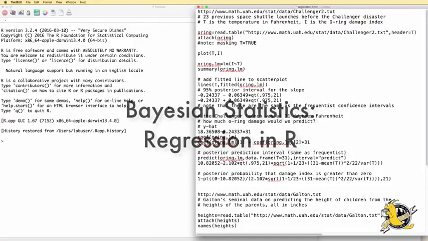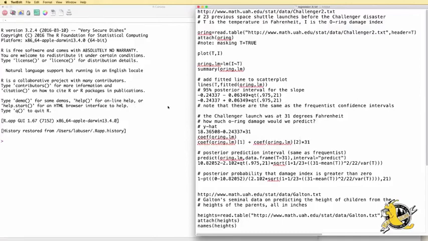This demonstration is on fitting linear regressions in R. We'll look at 2 examples, one simple linear regression with just one explanatory variable, and one case of multiple regression. We'll do this using data sets that are freely available online.